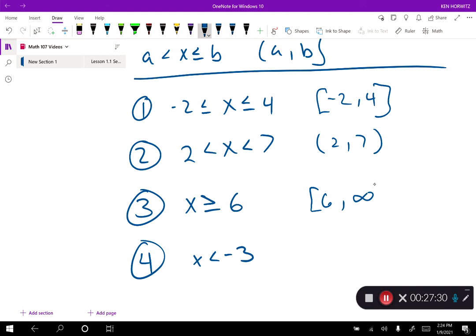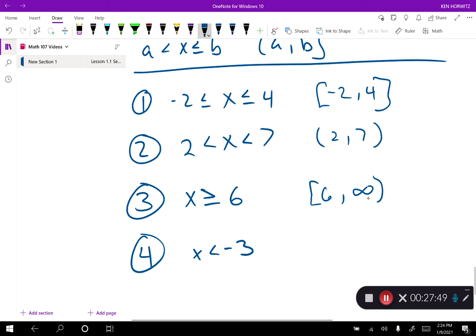The key is infinity always gets a parenthesis, all right? We can't achieve infinity yet. We're working on it, don't worry. But until we can achieve infinity, we can get infinitely close, but we can't achieve it. It has to always get a parenthesis.